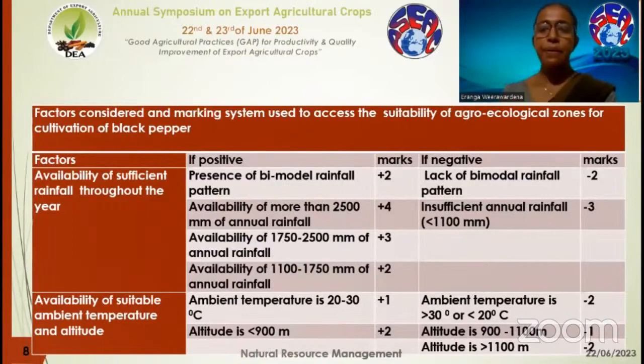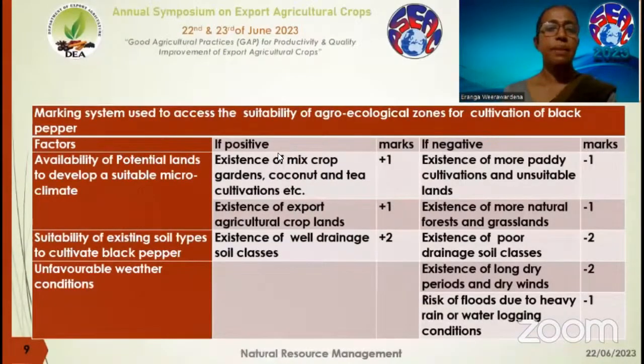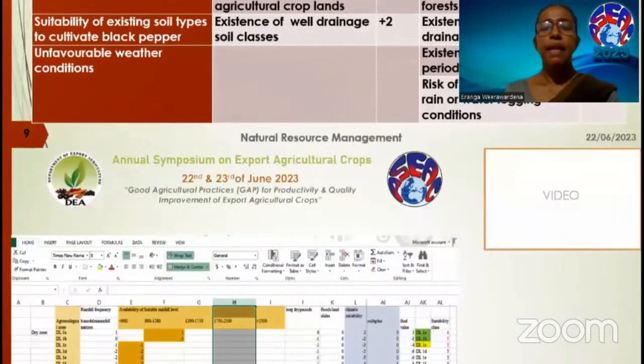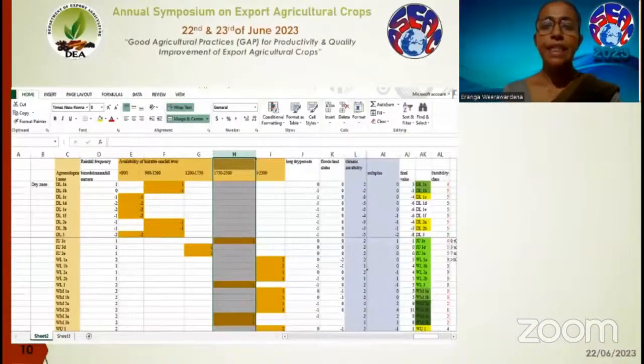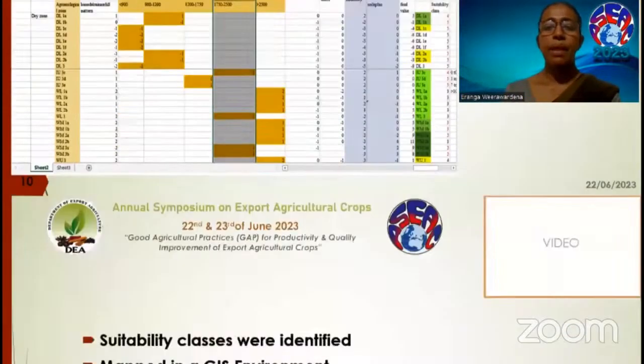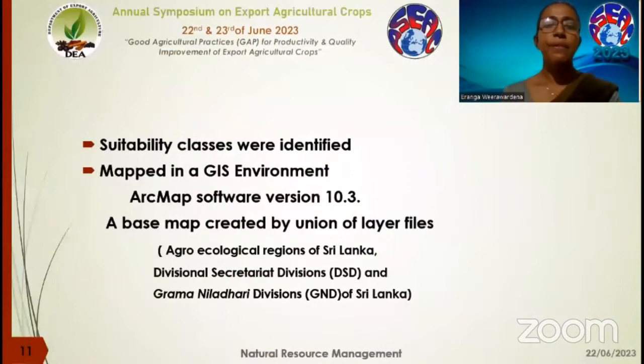Based on those values, here you can see some other parameters, and I calculated the total value for each agroecological zone. Then, based on those values, 4 suitability classes were identified, and those suitability classes were mapped in a GIS environment using ArcMap software version 2023. For that purpose, I developed a base map using a union of layer files: agroecological regions of Sri Lanka, secretariat divisions of Sri Lanka, and provincial divisions of Sri Lanka, which were created by previous GIS scientists.